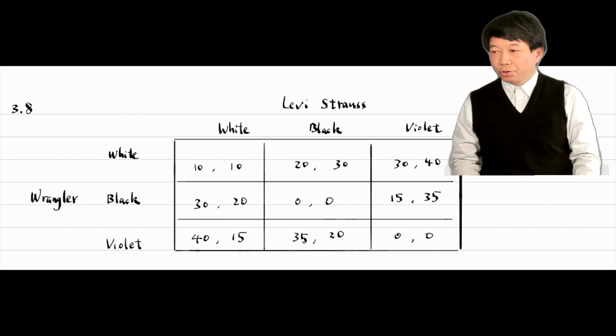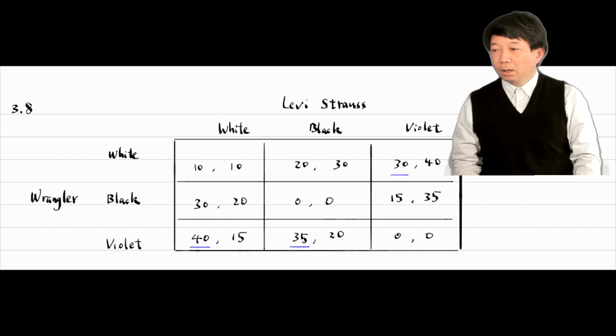Given that Levi Strauss chooses white, Wrangler gets 10 if it chooses white, 30 if it chooses black, and 40 if it chooses violet. Wrangler's best response is to choose violet. We underline its payoff 40. Given that Levi Strauss chooses black, Wrangler's best response is to choose violet because it gives Wrangler the highest profit. We underline its profit 35. Given that Levi chooses violet, Wrangler's best response is white. We underline its profit 30. There is no dominant strategy for Wrangler.